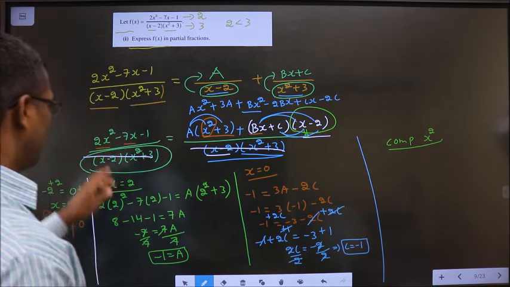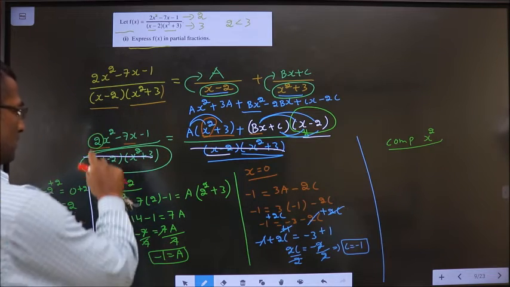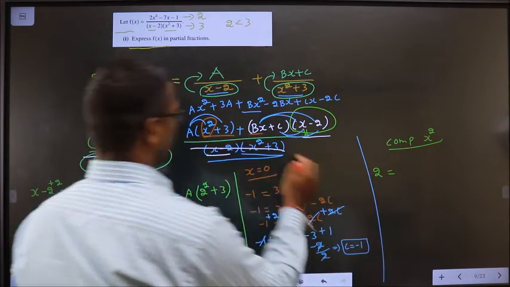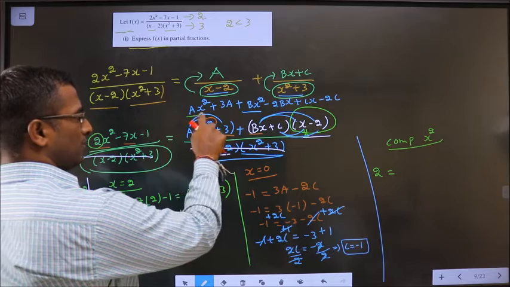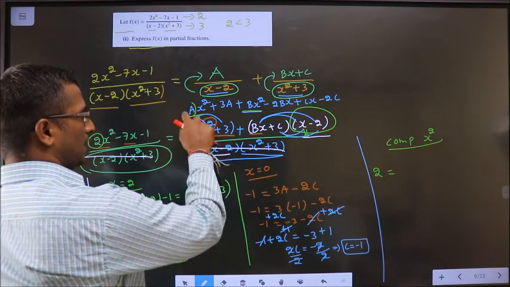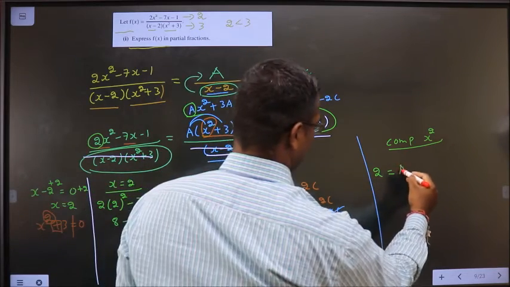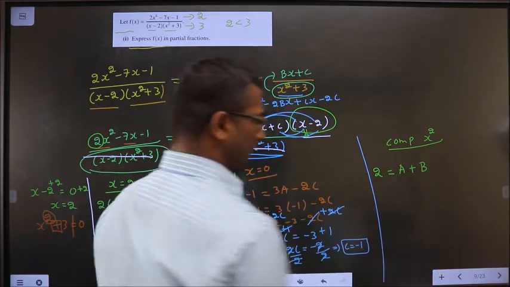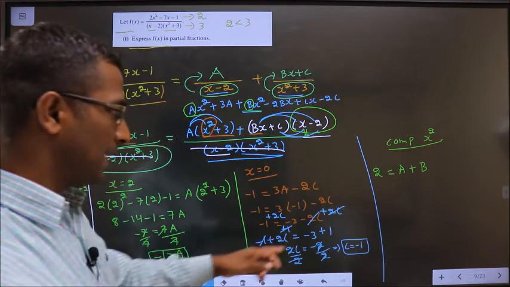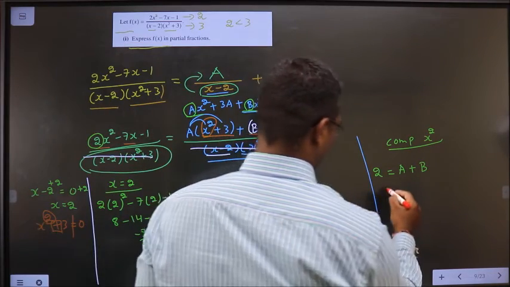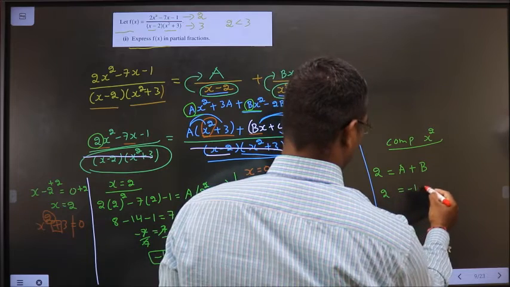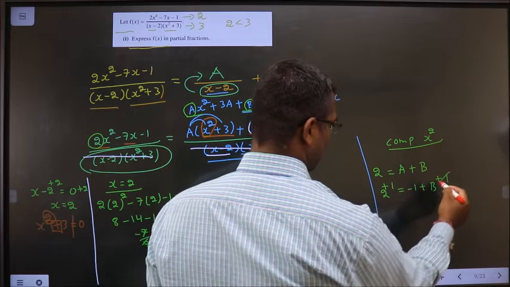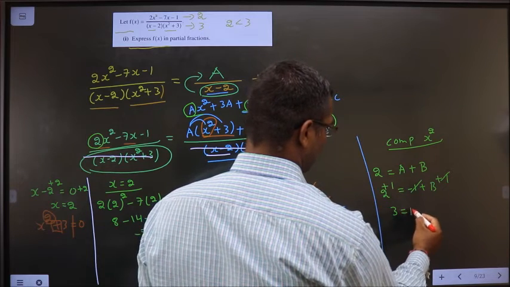Okay. Now here the x square coefficient is plus 2. So 2 equal to, on this side x square is present over here and over here. So it is a and b. Clear? So replace a by minus 1. So 2 equal to minus 1 plus b. Now add 1 on both sides such that this cancels out, 3 equal to b.